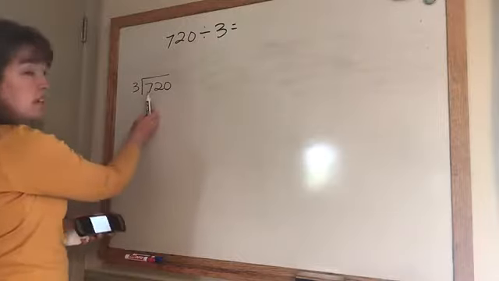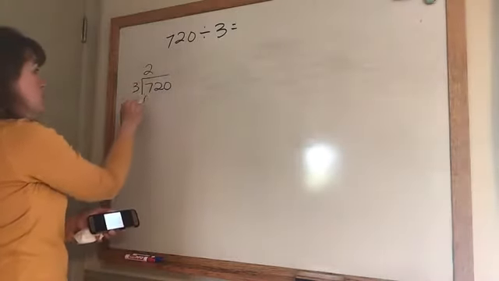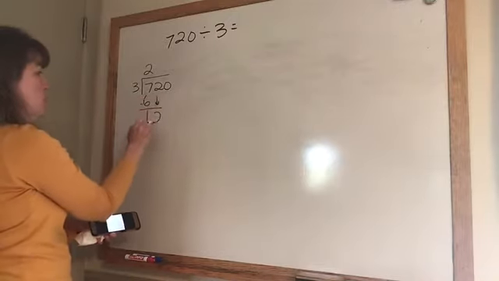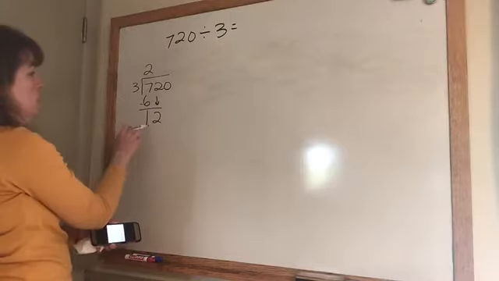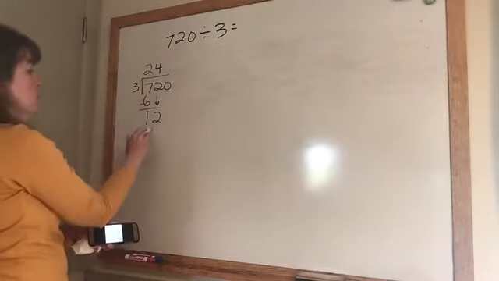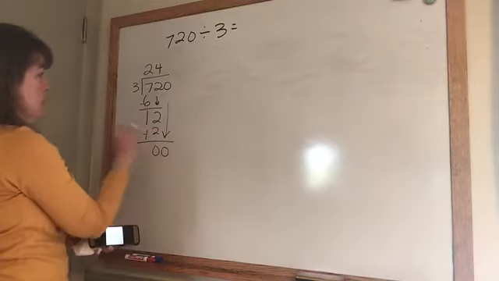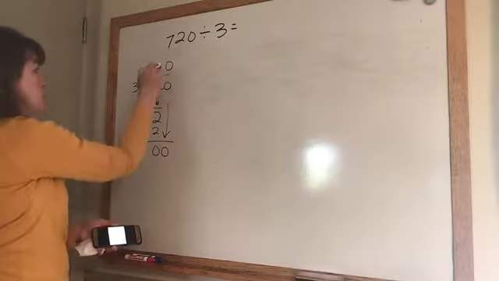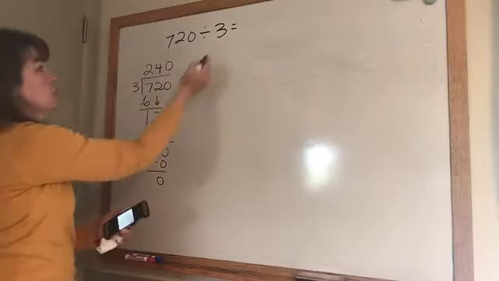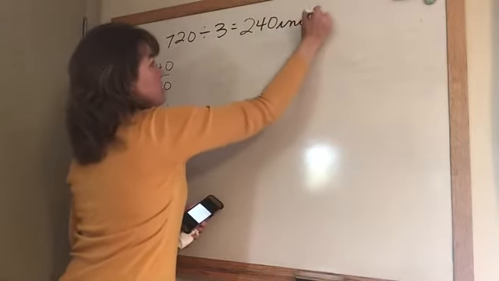3 goes into 7 2 times. 2 times 3 is 6. Subtract, 1. Bring down your 2. 3 goes into 12 4 times. 4 times 3 is 12. And then we're just going to have a bunch of zeros. 3 goes into 0. 0 times 3 is 0. Subtract, we get 0. So 240 invitations.